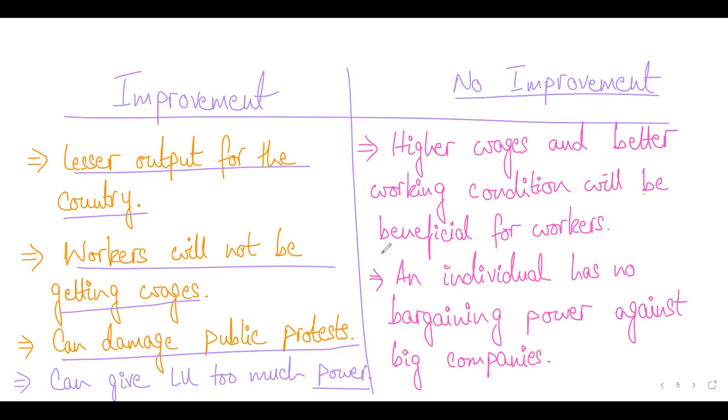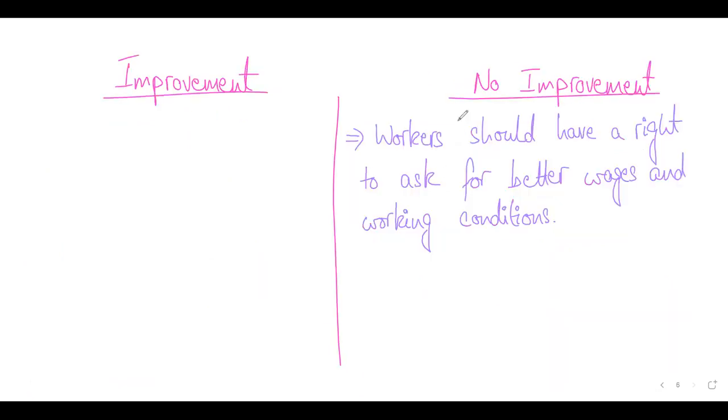On the other side of the argument, you have to talk about how banning of labor unions is not a good thing. So you are making the case that you should not ban labor unions. Why so? Higher wages and better working conditions will be beneficial for workers. Obviously, their living standards will improve. They will spend more. There will be more growth in the country and all that stuff. An individual has no bargaining power against big companies. Again, that's a disadvantage. That means that laborers are at a disadvantage, so they should be given more power, and workers should have a right to ask for better wages and working conditions.